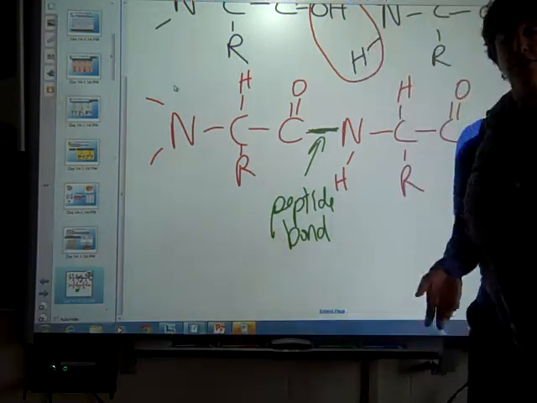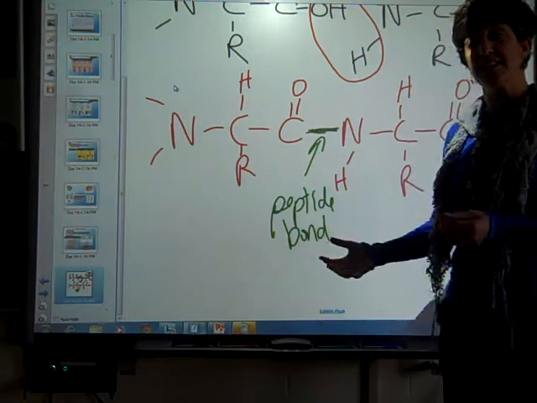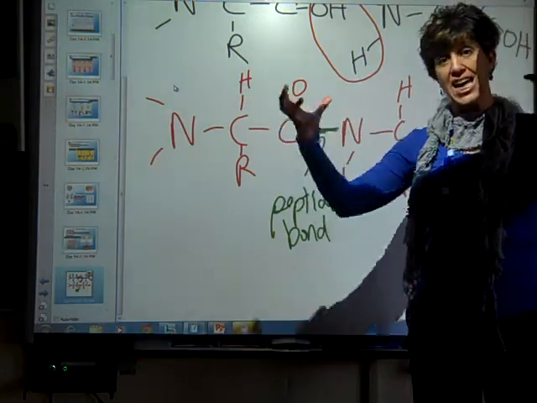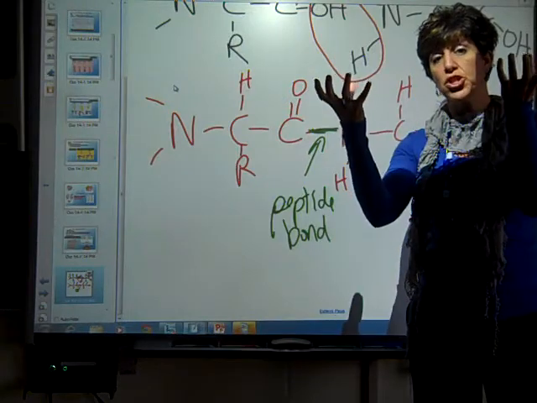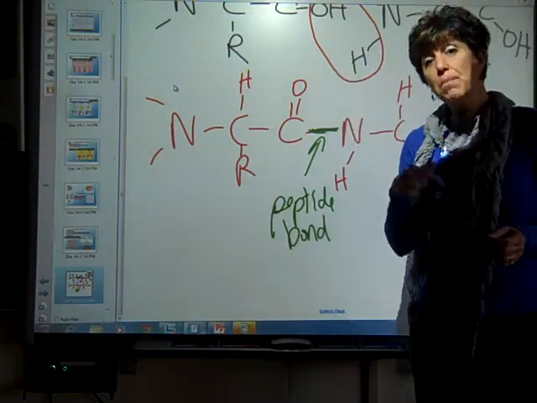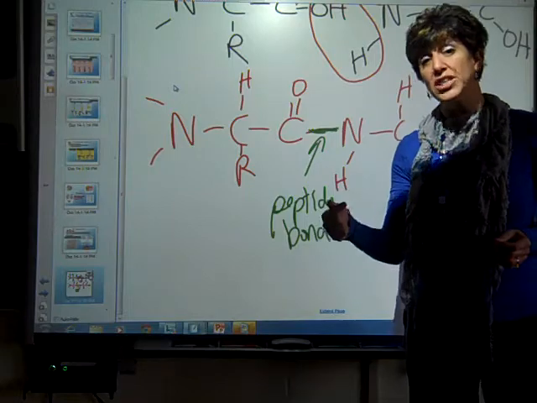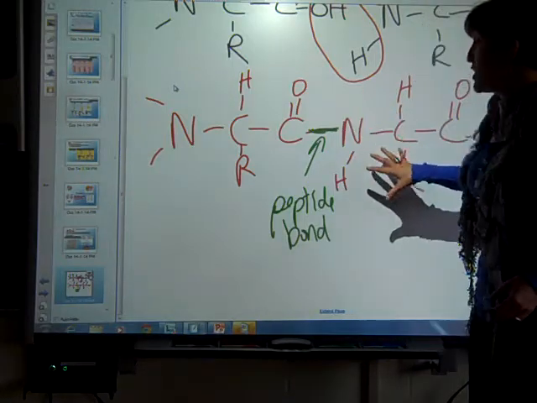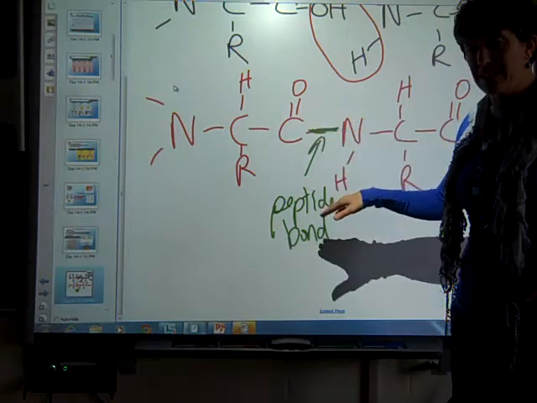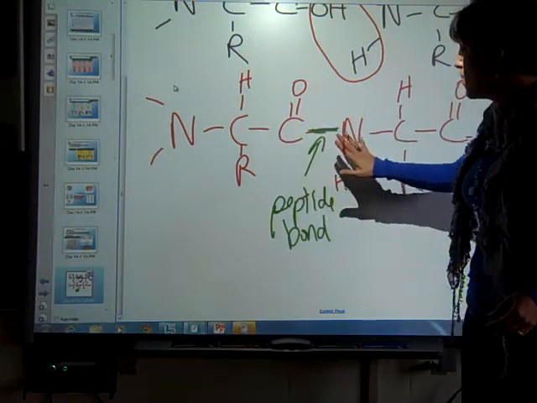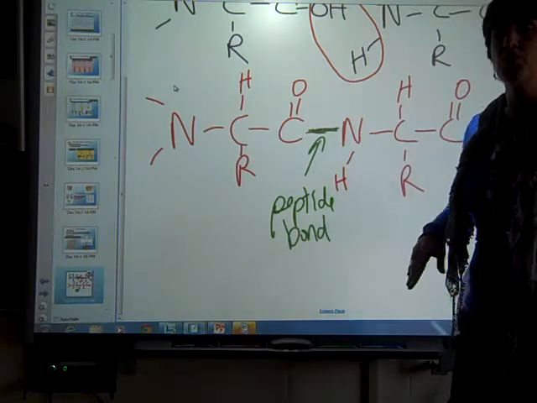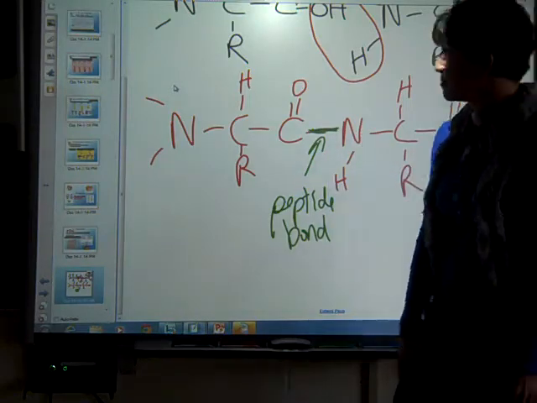So we've talked about different linkages when you have dehydration synthesis. In sugars, we had a glycosidic linkage, that oxygen connecting two sugar rings. In lipids, we had an ester linkage connecting glycerol to a fatty acid. In proteins, we have a peptide bond. The bond is between the carbon of the carboxyl group and the nitrogen of the amino group of the next amino acid.